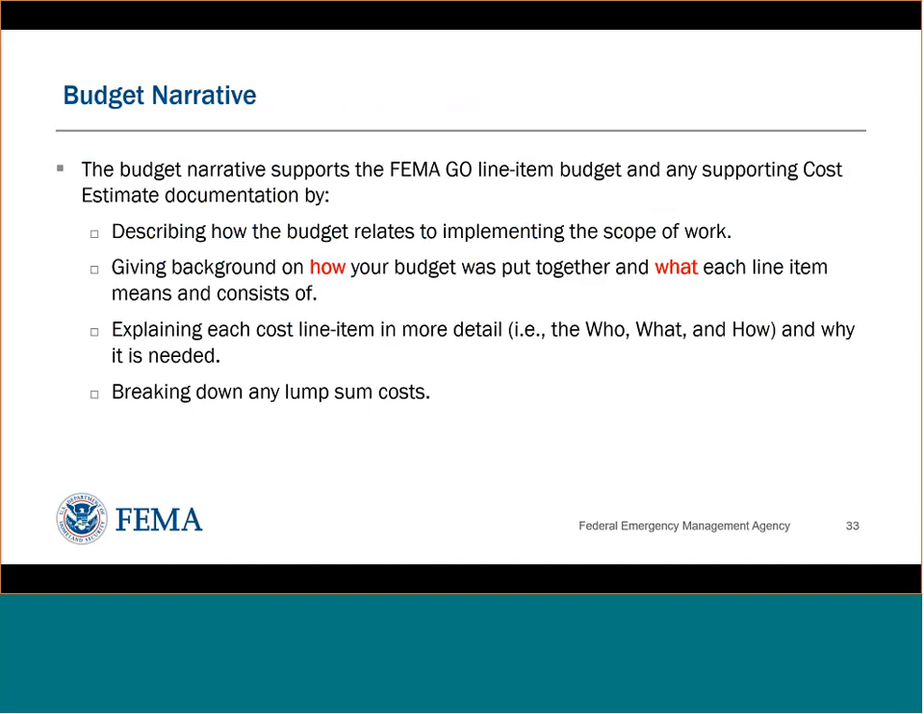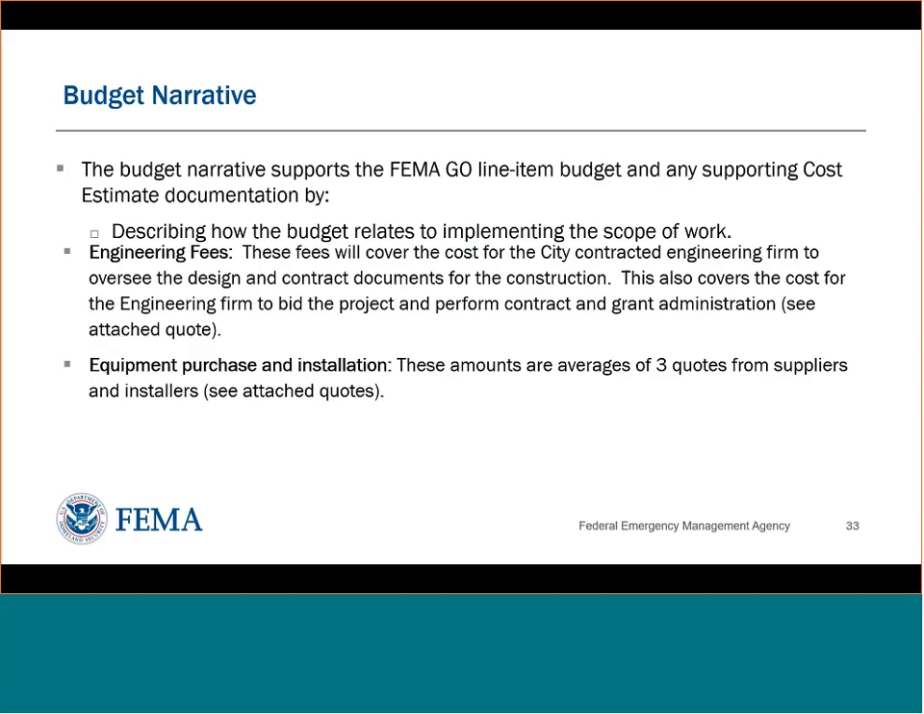Okay, I mentioned a budget narrative earlier, and so that really supports your budget and your cost estimate by describing how the budget relates to implementing the scope of work, giving us background on how your budget was put together and what each line consists of and means. Essentially, what your budget narrative does is it helps us understand more about your project, more about the project costs. It's really important context to help the reviewer get a better understanding of your project and its costs. Next, please.